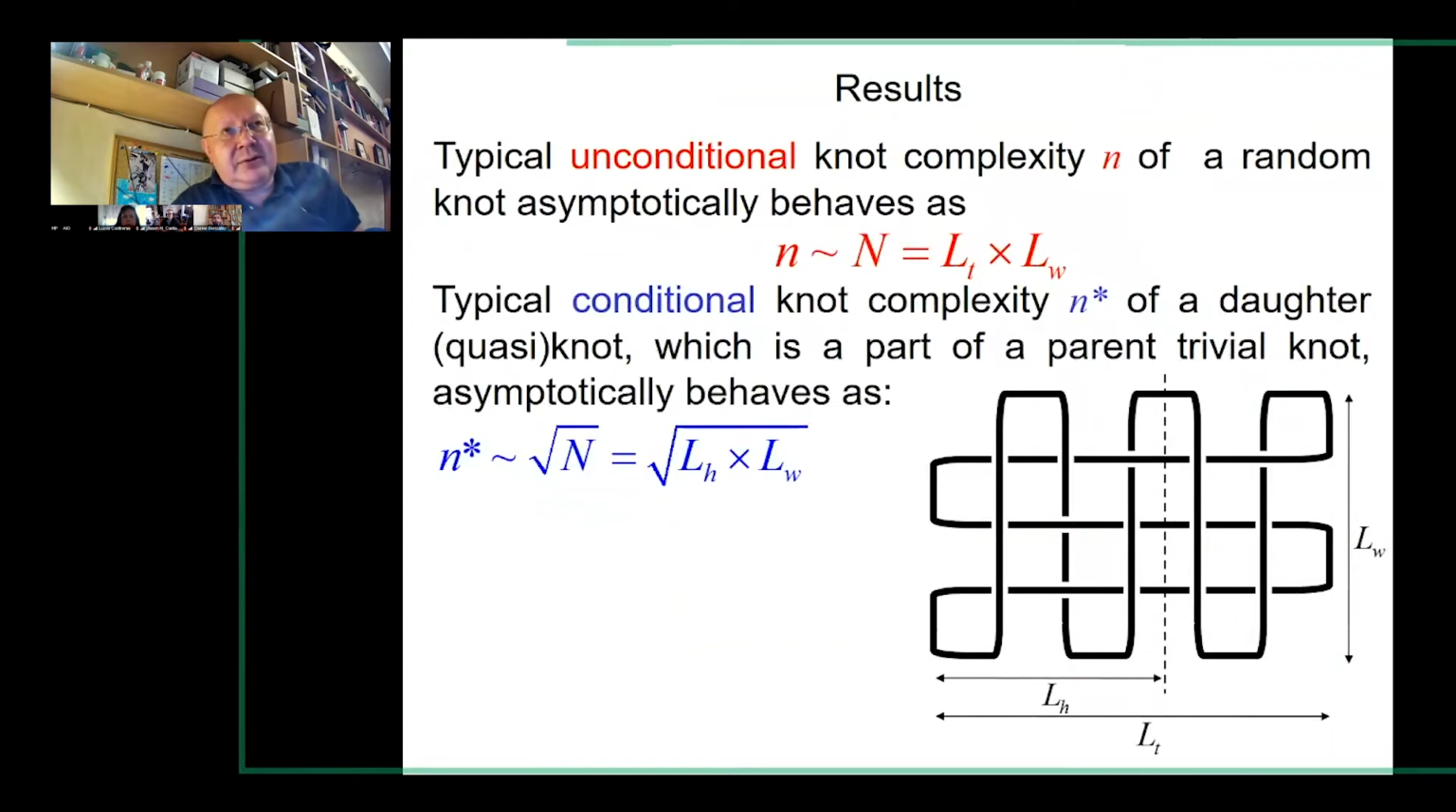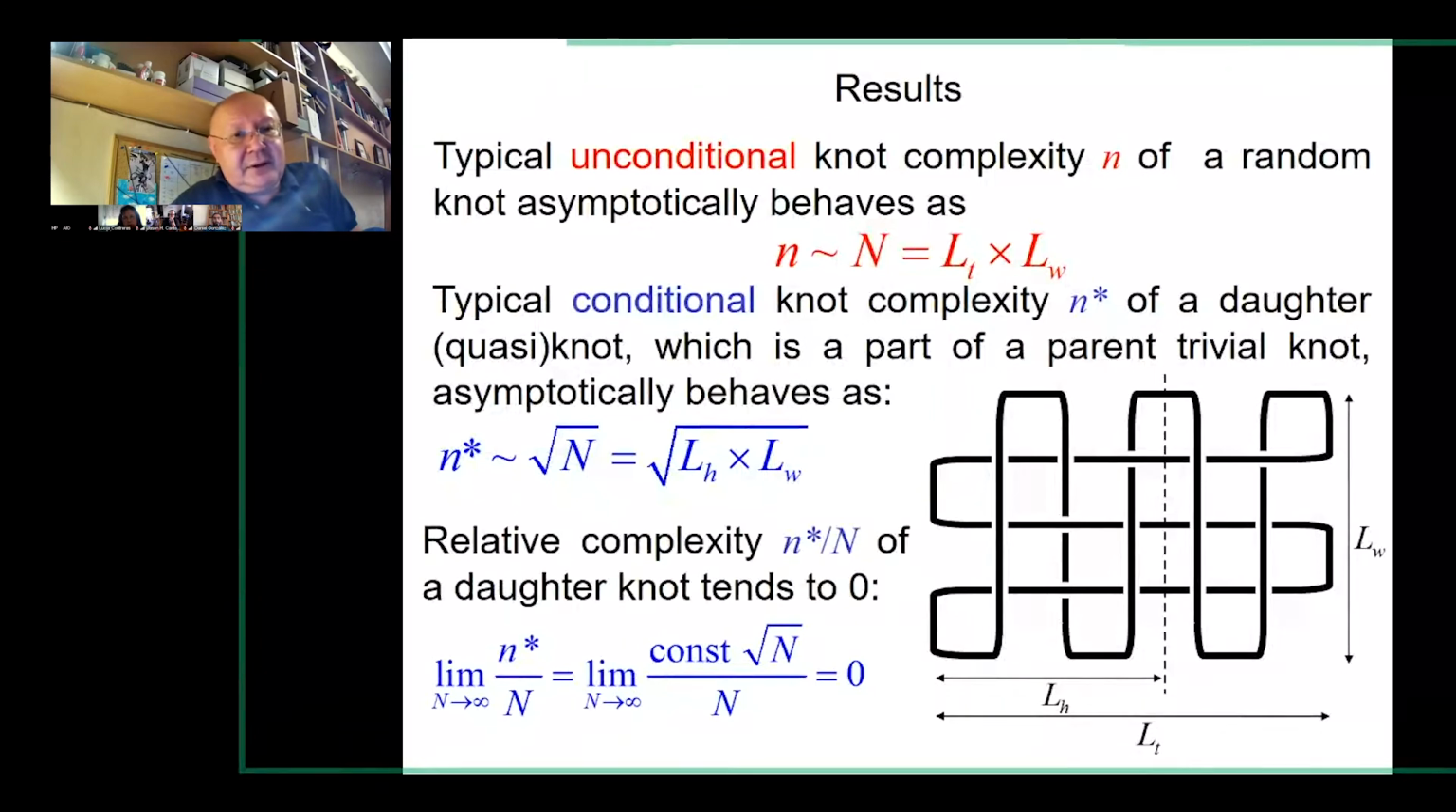Do you remember I told you that when you sequentially multiply matrices and look for the highest eigenvalue, it grows exponentially, and in the exponent we have linear dependence on the length? But if we add a condition that we force the trajectory to be entirely unknotted and look at a part of it, then what we have in the exponent behaves as the square root of n. And here it is the same; these two answers are related to each other. The relative complexity of a daughter knot tends to 0, because you just divide the square root of n by n and take the limit as n goes to infinity.